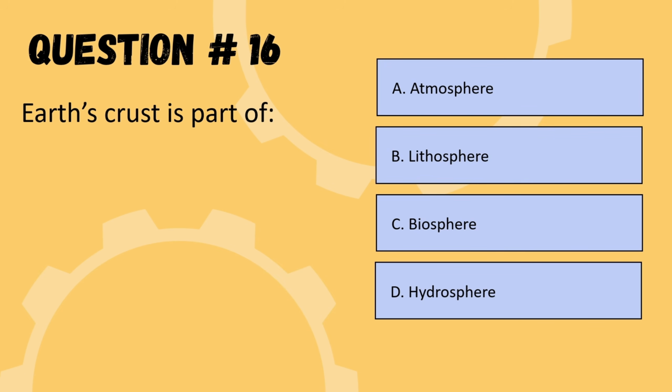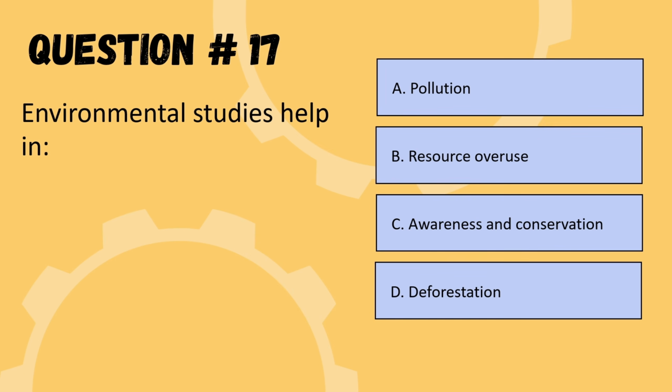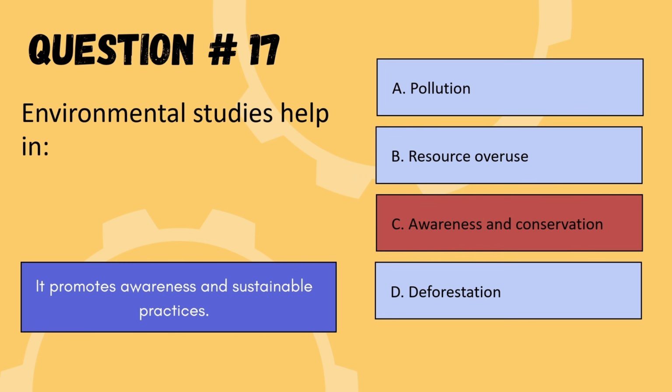Earth crust is part of, options are atmosphere, lithosphere, biosphere, hydrosphere. So your correct option is option B, lithosphere. So we are moving to the next question. Next question is environmental studies helps in, options are pollution, resource overuse, awareness and conservation, deforestation. So your correct option is option C, awareness and conservation. So we are moving to the next question.